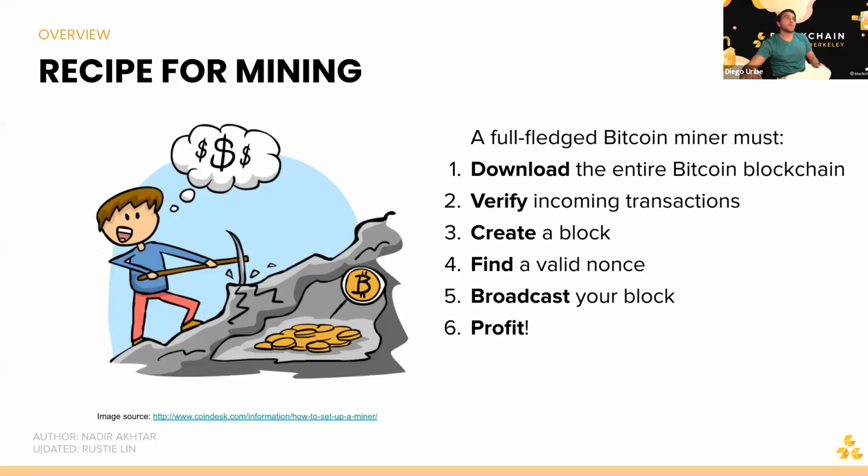Let's go over a quick overview of the recipe for mining. As Sam briefly mentioned before, there are light nodes and full nodes. Full nodes are essentially our miners. The first step that every miner needs to do is to download the entire Bitcoin blockchain. They need to have the entire transaction history of all the transactions that have ever been processed in the Bitcoin network. This is a prerequisite for mining.